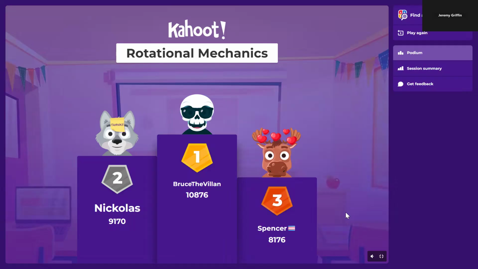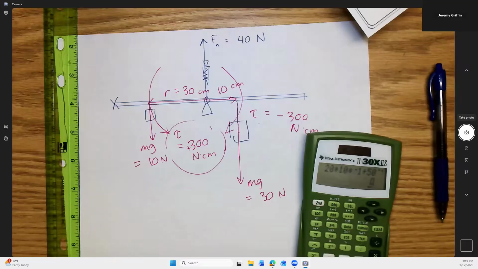So podium with the bronze, got Spencer with the silver, Nicholas with the gold, Bruce the villain. All right, nice job. Nice job.